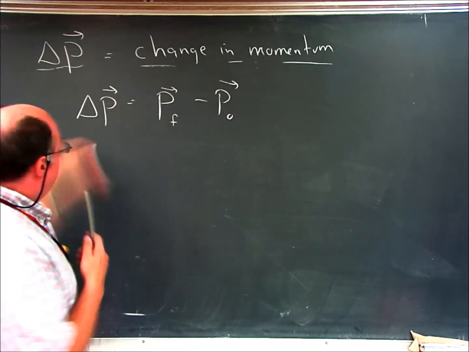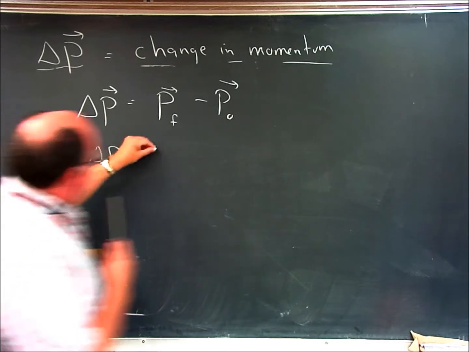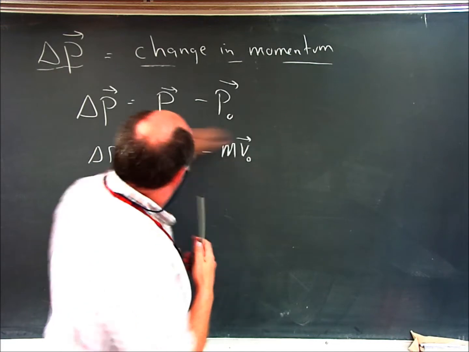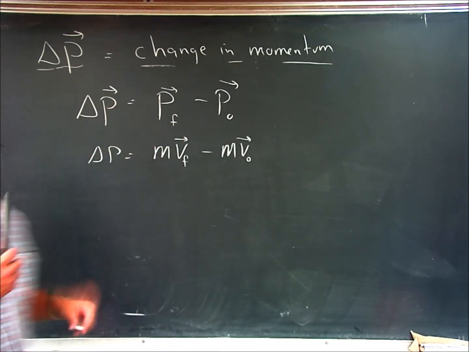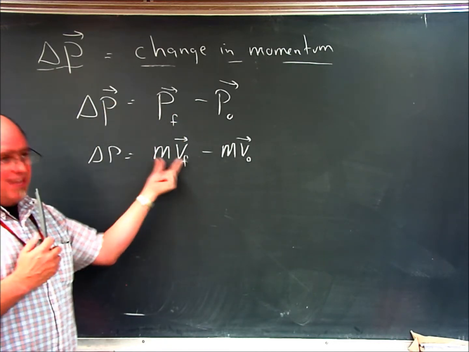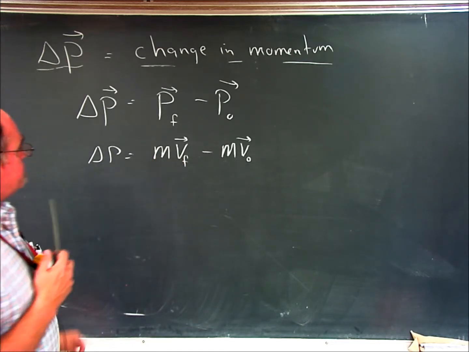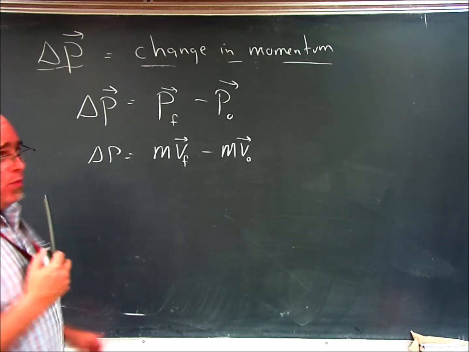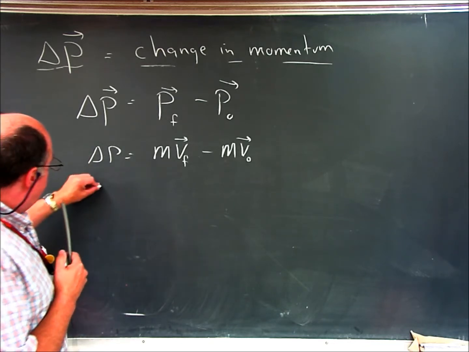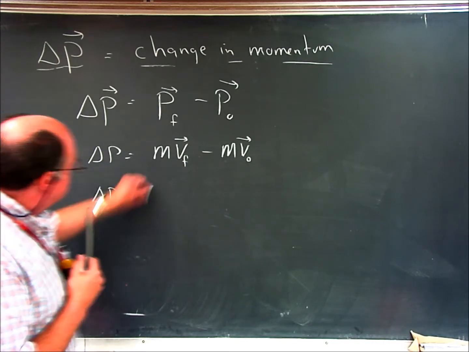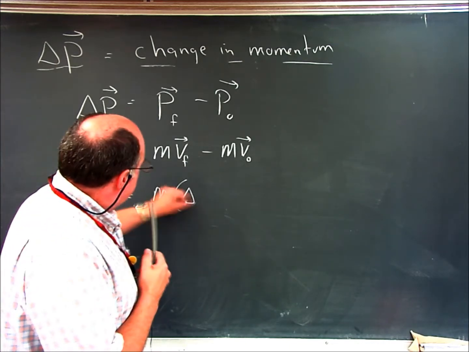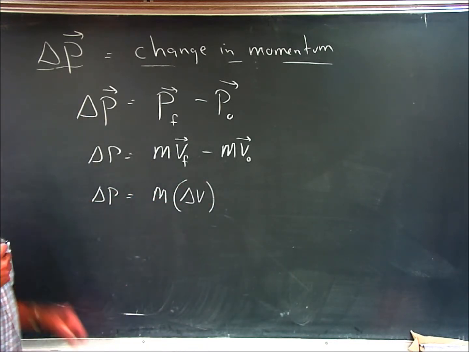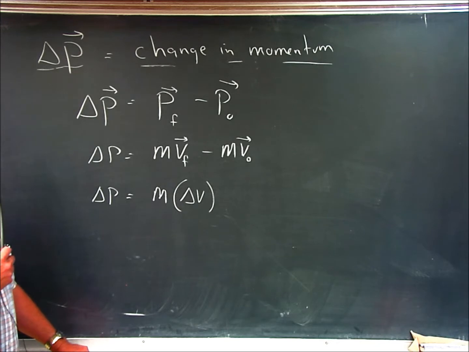And we could still expand that. We could say delta p equals mv final minus mv initial, because that's what those letters mean. Momentum is mass times velocity. And then we could say delta p equals mass times delta v, which is pretty much the same thing as what I've been doing.